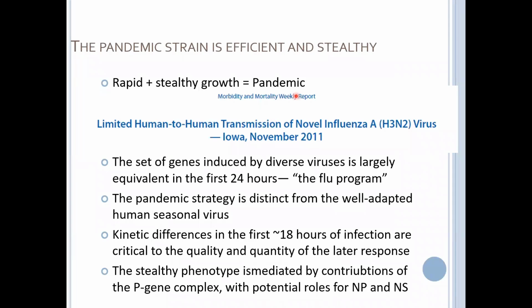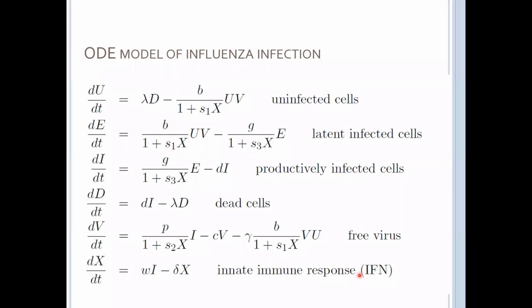And so what we found then is that the pandemic strain is both efficient in terms of its replication and stealthy in terms of its ability to avoid the innate immune response. And that stealthy phenotype was mediated by contributions of the polymerase genes themselves with the non-structural genes and the proteins that coat the viral RNA itself. So it was all a package together that hid the viral RNA from those detectors inside the cell, those pattern recognition receptors.